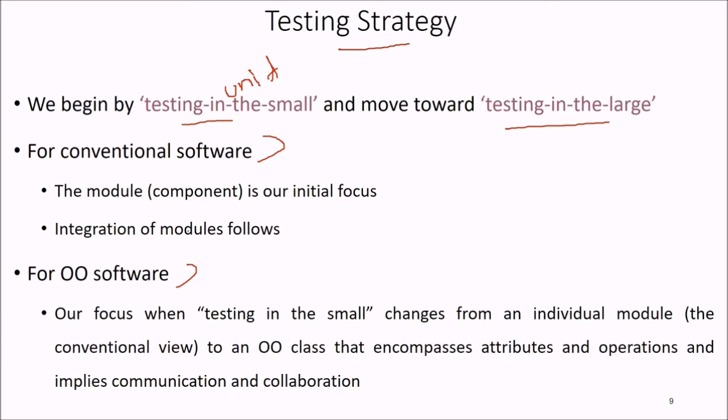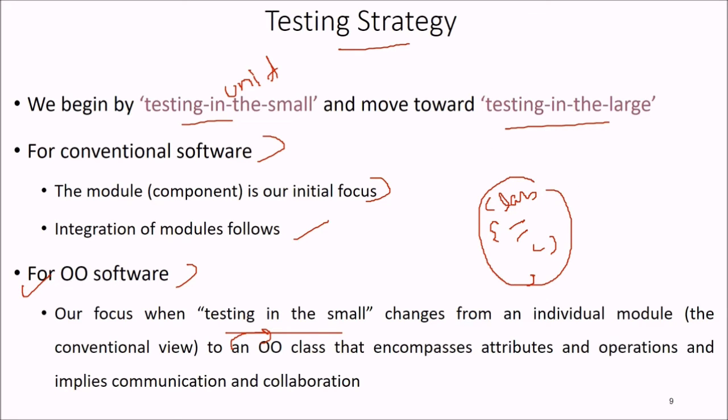In conventional software, the module or a component is in actuality our initial focus, and then we integrate them. Integration of the modules will follow. In the object-oriented software testing strategy, when testing in the small, the focus changes from an individual module to an object-oriented class that encompasses attributes and functions, and implies the collaboration and communication between a number of classes also. So we are treating the class as the unit.